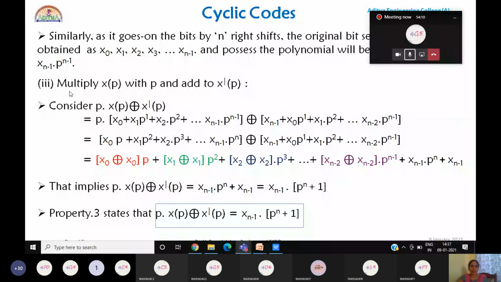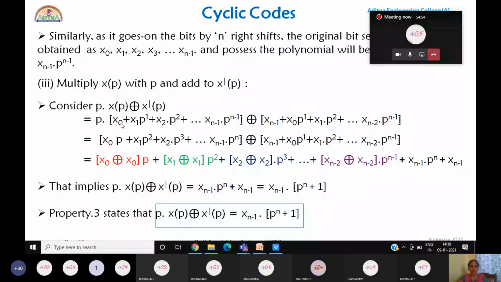And the third property is: multiply x of p with p, and add x dash of p. What is x of p? The code word polynomial of the original bit order. And what is x dash of p? x dash of p is the code word polynomial for the 1-bit right shift. So p into x of p XOR x dash of p. Let us see what you will get.